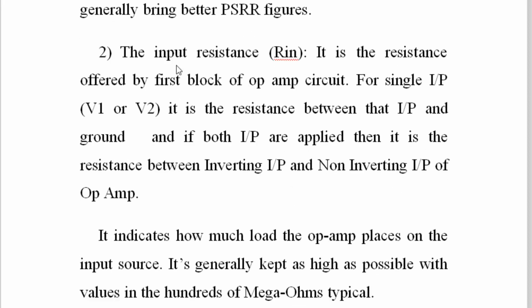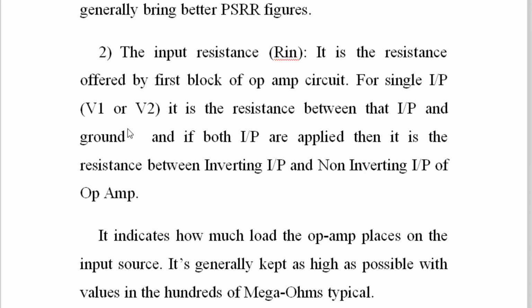The second parameter is called the input resistance of the op-amp. The op-amp has two inputs, namely the inverting input and the non-inverting input. You may apply input only at the inverting input with the non-inverting grounded, or vice versa. Or you may apply the input at both inputs, inverting as well as non-inverting. Input resistance is the resistance offered by the first block of the op-amp, and the first block is what? The dual input, balanced output differential amplifier. So it is the resistance offered by the first block of the op-amp circuit.